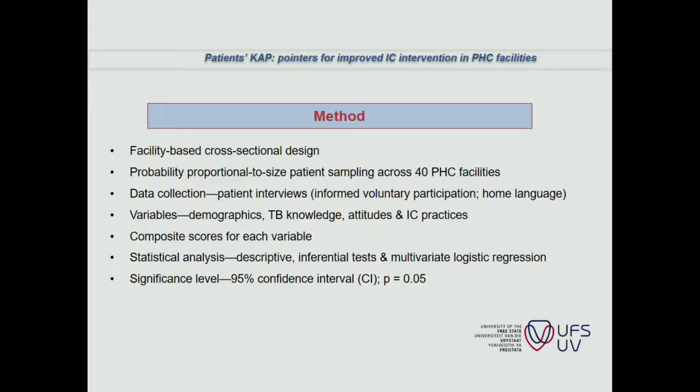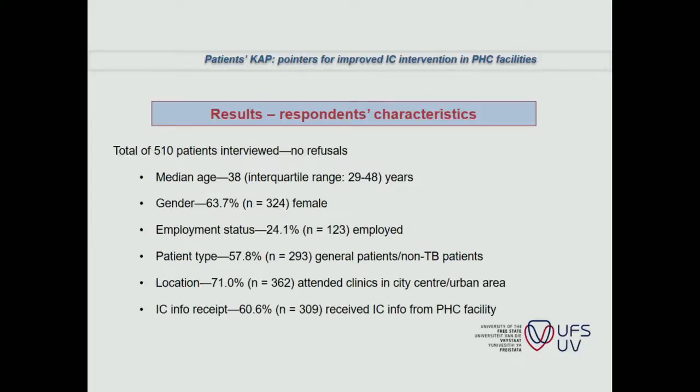We conducted interviews in the local language of the patients and through informed voluntary participation. We collected data on demographics, patient knowledge, attitudes, and practices, both at home, in the facilities, and in the workplaces. We made composite scores of the TB knowledge, attitudes, as well as practices. And statistical analysis was descriptive, inferential, as well as multivariate logistic regression for determining factors associated with good infection control practice. The significance level was 5%.